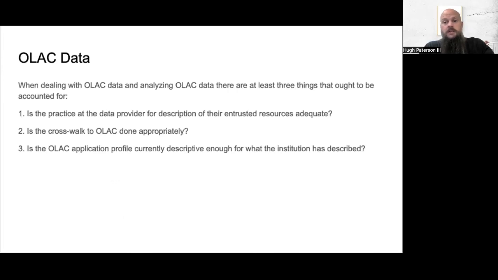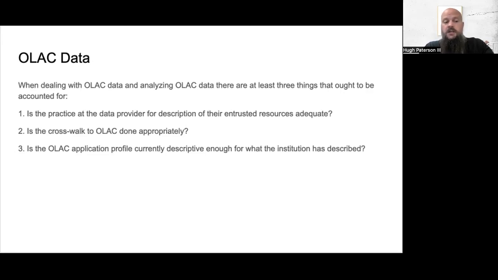Now, when we're looking at OLAC data, there are a couple of things to be aware of. The first is that there can be some variation in the records, and this is for a variety of reasons. The question to ask about the data when we see it is: is the practice at the OLAC provider for description of their entrusted resources adequate? Description practices across providers vary, and whether or not they implement everything in Dublin Core and everything in the modifier vocabularies provided through OLAC, maybe they do, maybe they don't. It doesn't prevent them from participating.